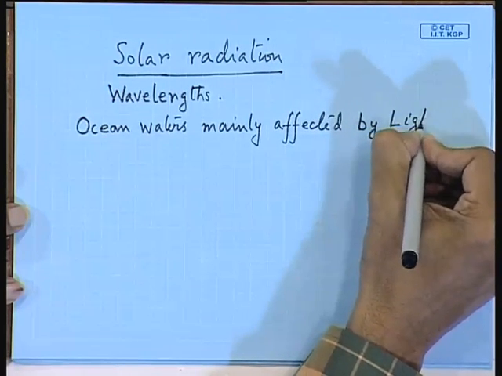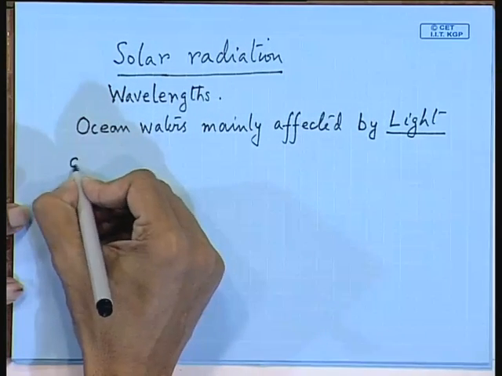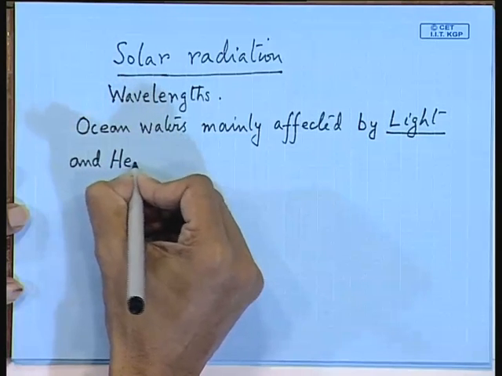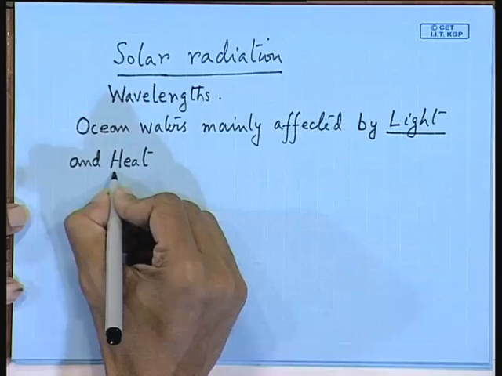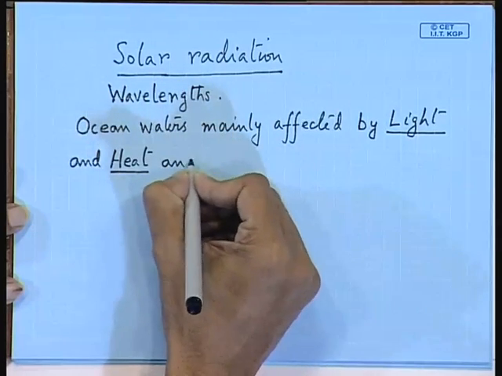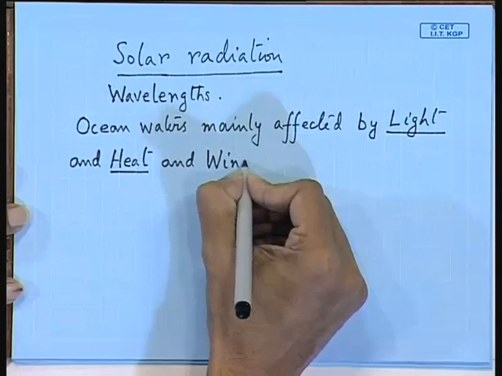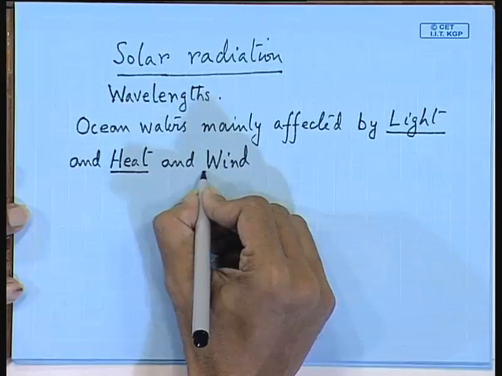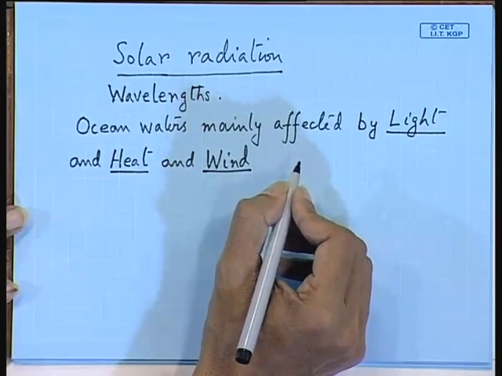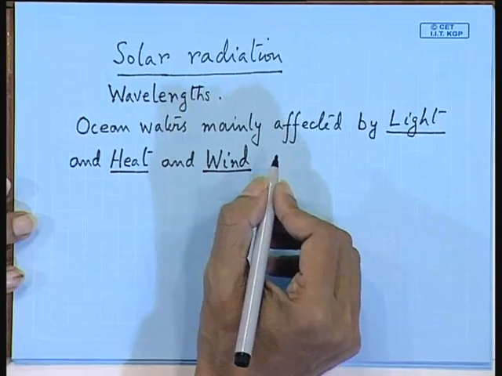light. And what else? Heat. Light, heat, and there is another parameter which affects, what I have told you, this is called wind. Now, in the meteorological studies, you will find wind is also created from the heat, that is the solar insolation that is coming to the earth.